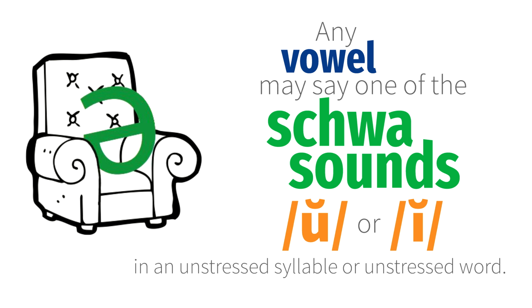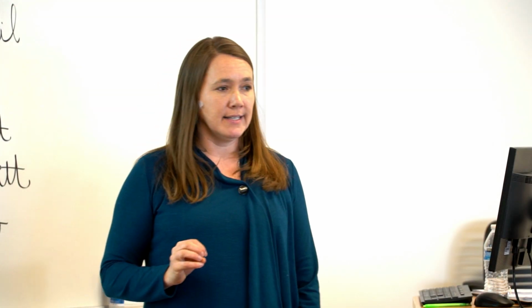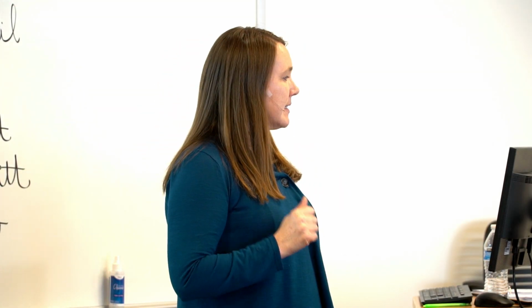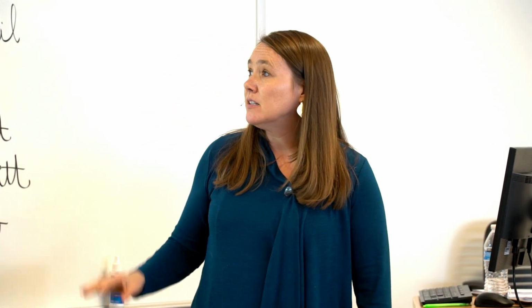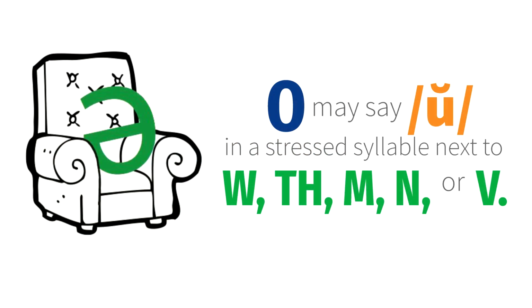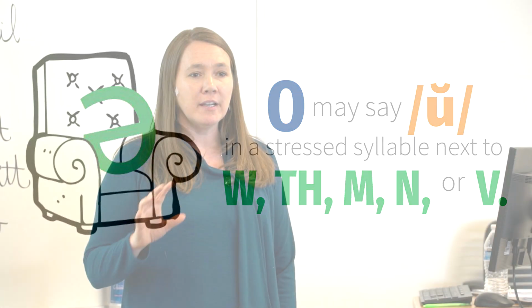So any vowel may say one of the schwa sounds, or I, in an unstressed syllable or an unstressed word. Now there's one more place that we often hear this sound. And so this is what the rule is. O may also say "uh" in a stressed syllable next to a W, TH, M, N, or V. So that sounds very big and complicated, but what I want you to take away from this is O is saying that sound in a stressed syllable.